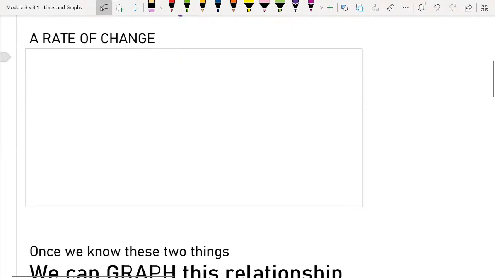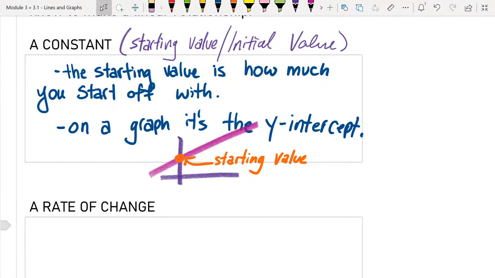All right, so that's the first thing, is we need to know how much you start off with. And on a graph, we call that the y-intercept. There's a starting value. And then we need to know, from the starting value, how does it change?